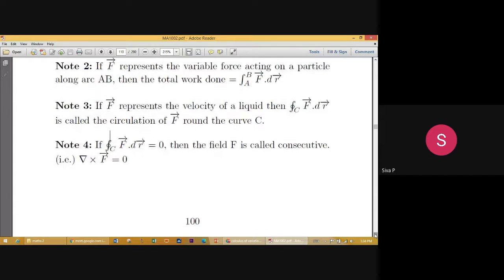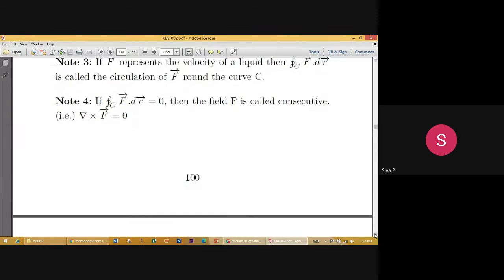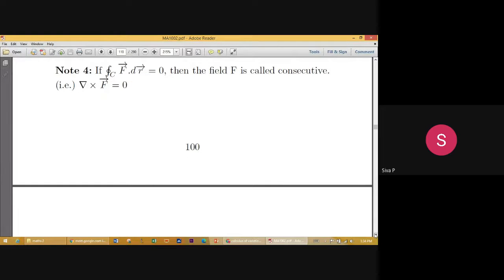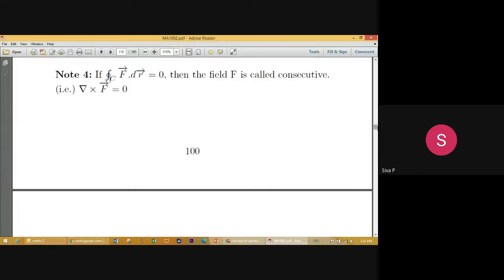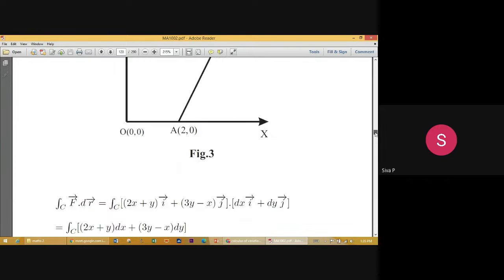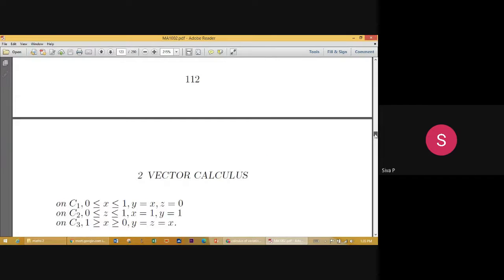So you can note down this, note 4 and note 5. If the integral over a closed curve C of F dot dr equals 0, then the vector field is said to be a conservative vector field. That means it is irrotational, del cross F equal to 0. Open curve C is different, closed curve C is different.